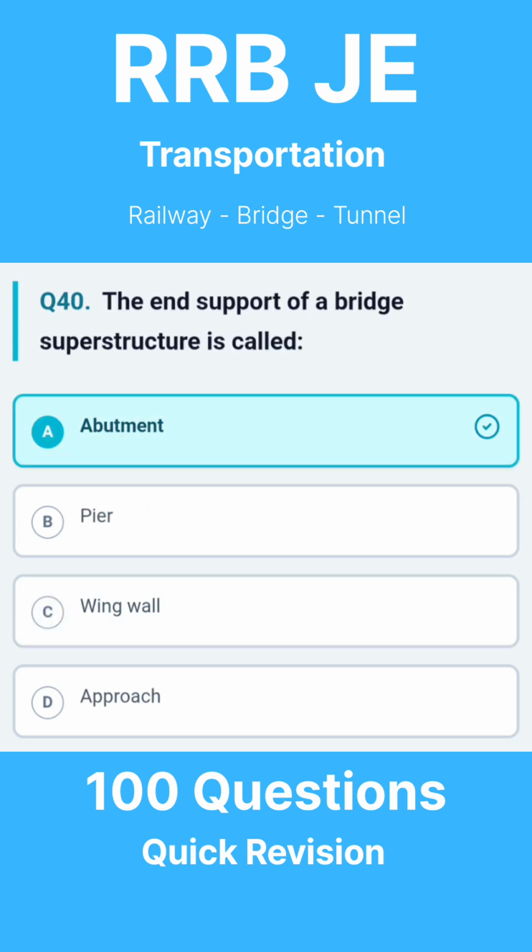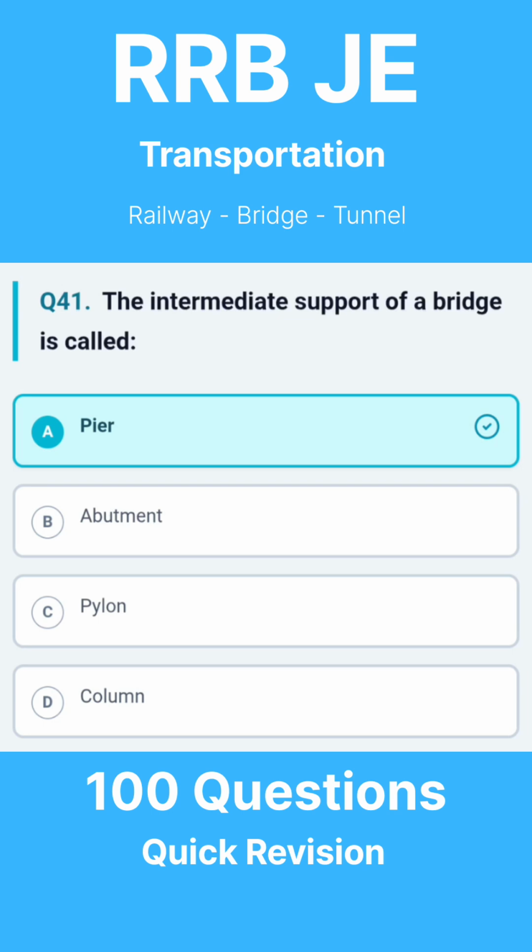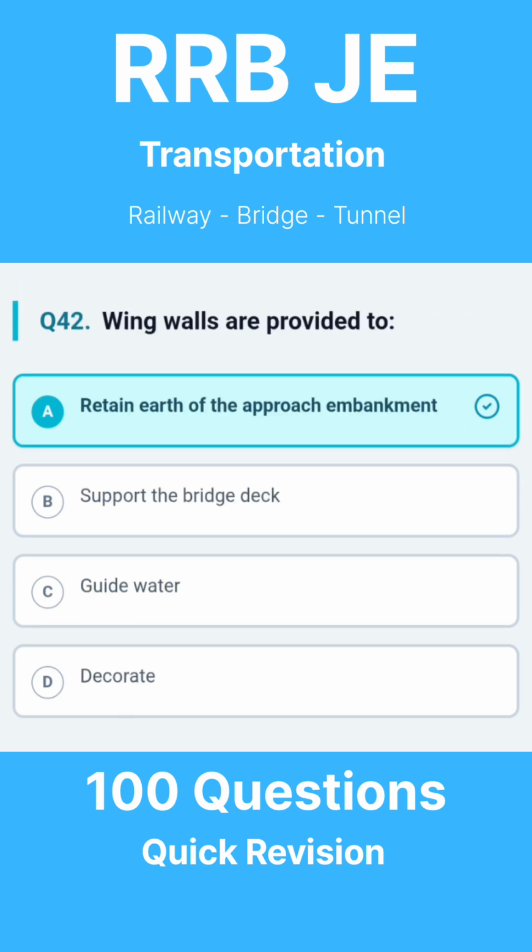Question 40. The end support of a bridge superstructure is called. The correct answer is abutment. Question 41. The intermediate support of a bridge is called. The correct answer is pier. Question 42. Wing walls are provided to. The correct answer is retain earth of the approach embankment.